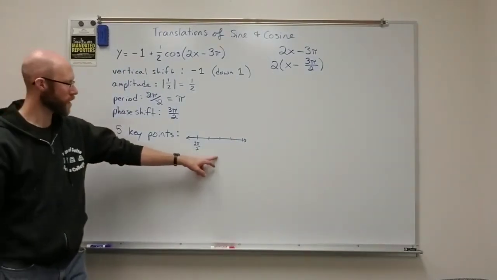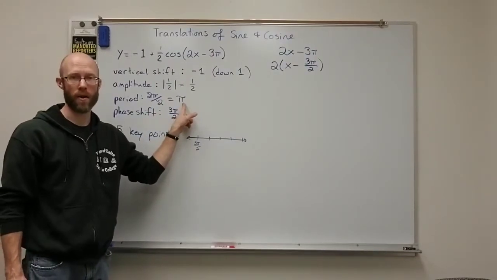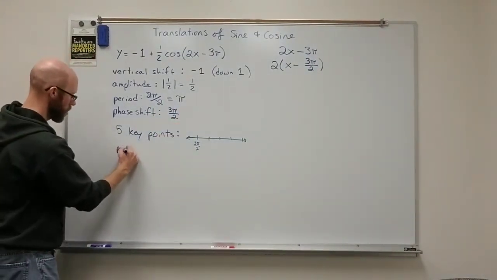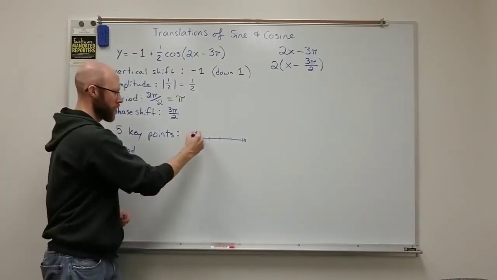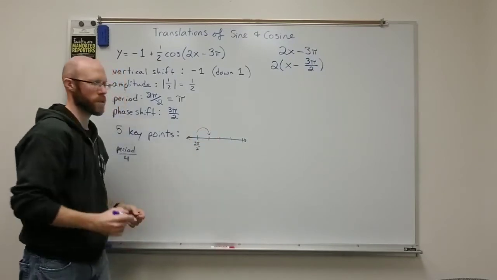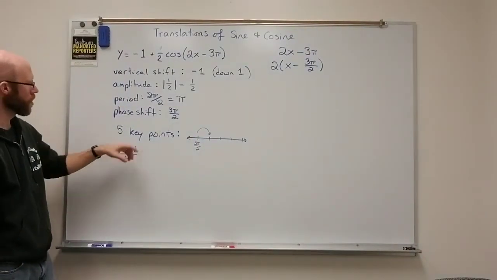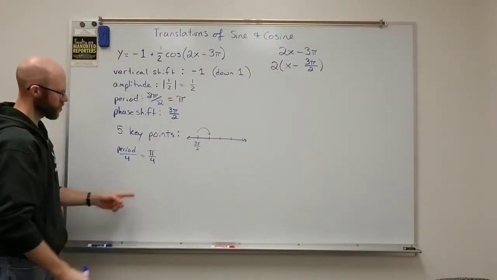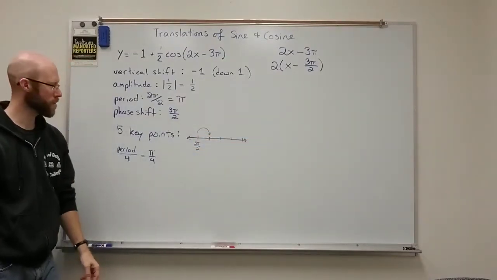We know that the period is pi, right? So I need to take the period divided by 4 to give me the jump to the next point. So the period over 4 is pi over 4. And so that's what we're going to add to each endpoint as we go to get the next.